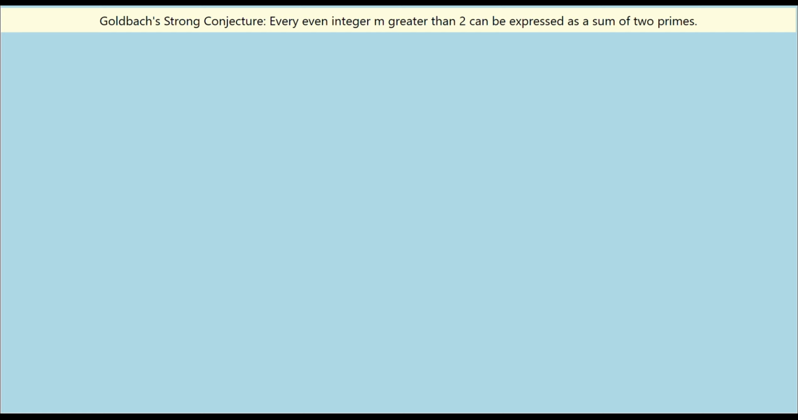Is it true? Can every even integer greater than 2 be expressed as a sum of two primes? Well, the word every is a challenge. But first, let's analyze a concrete example.